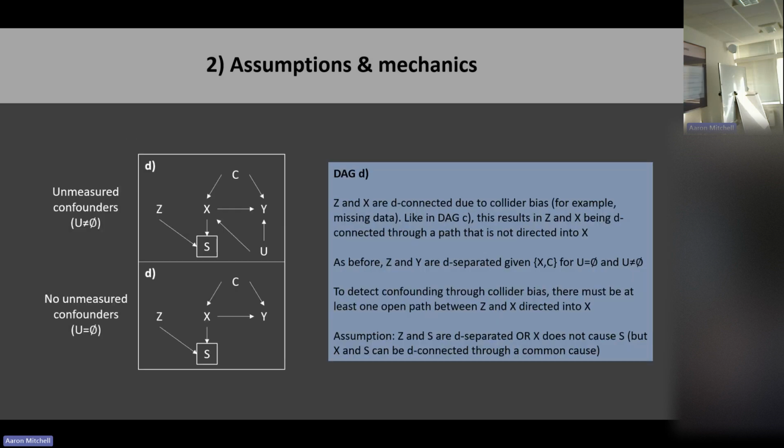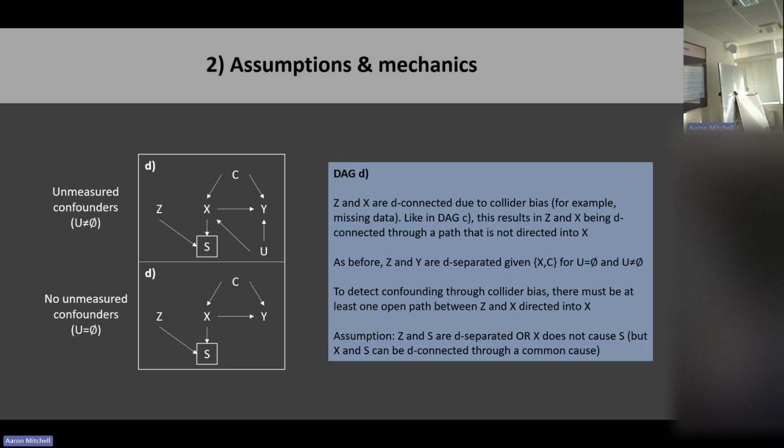So the next DAG, DAG D, again, situation with unmeasured confounders and without unmeasured confounders. And the implication of this DAG is very similar to the implication of the previous DAG. We have Z and X disconnected, but they are disconnected through a path that is not pointing towards X. And because it is not pointing towards X, X is no longer a collider between Z and U. But now the reason why this is happening is not because X causes Z, it is because both of them influence selection into the study. So if both of them influence selection into the study, then the path that's disconnecting them is not pointing towards X. That causes X to not be a collider between Z and U, and when I adjust for X, I don't detect that. So for the same reason as before, I need to prevent this from happening.